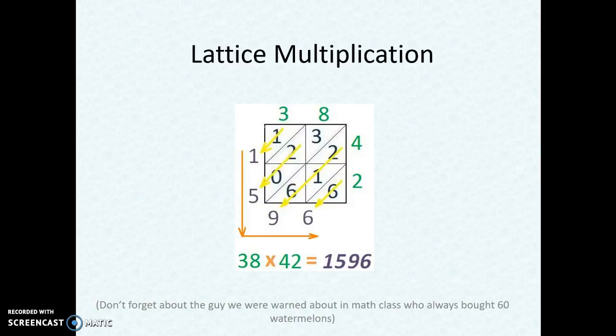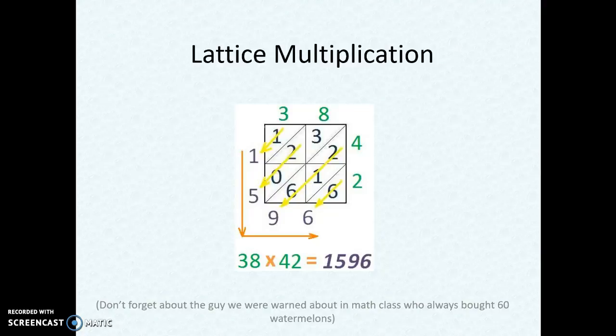This is a basic outline of what lattice multiplication looks like. It's a box with boxes inside of it with lines in it. Seems difficult, but it really isn't that difficult. It's just basically breaking down the multiplication problem into smaller multiplication problems. So it's a little bit easier to figure out.